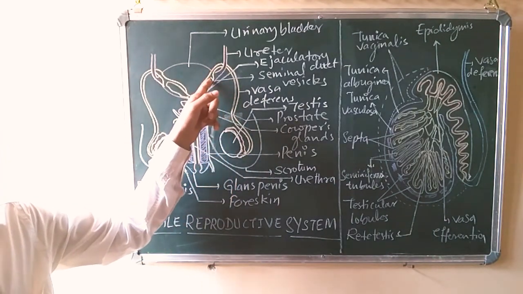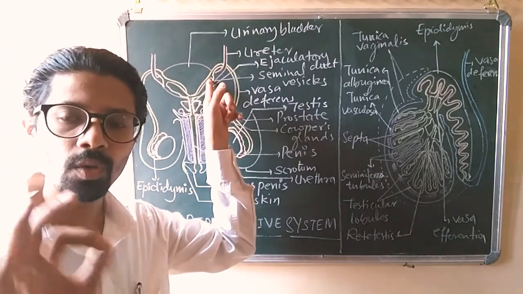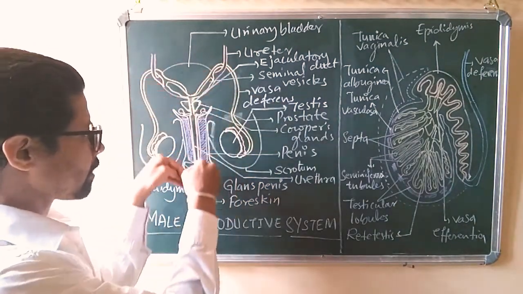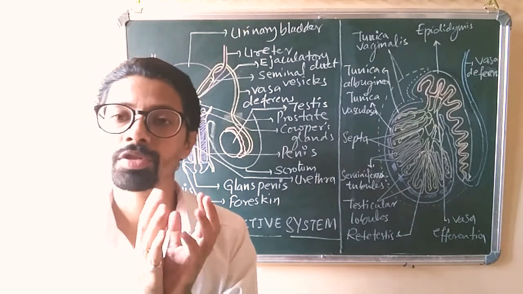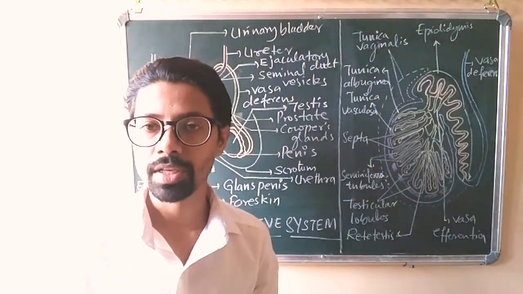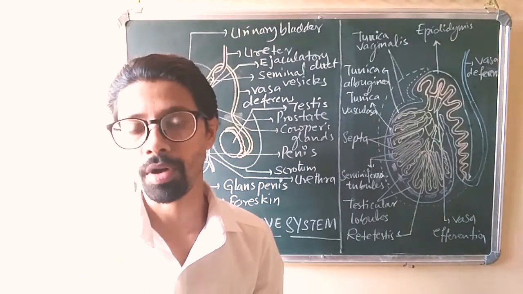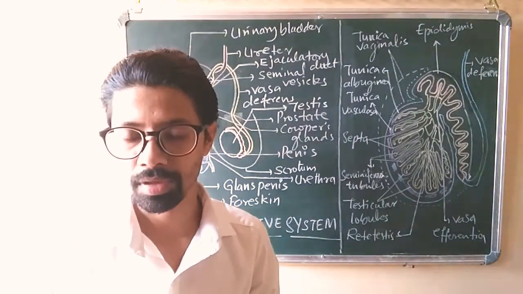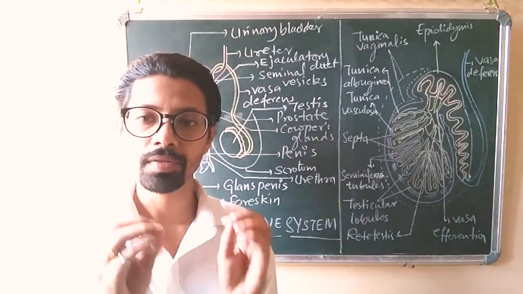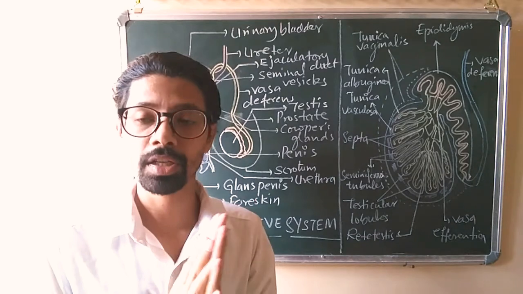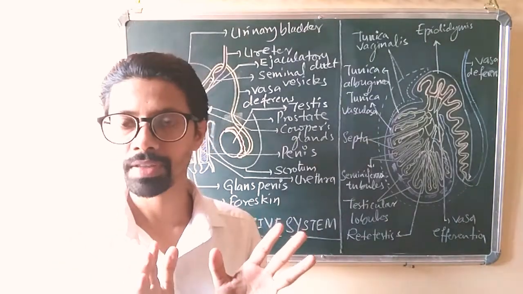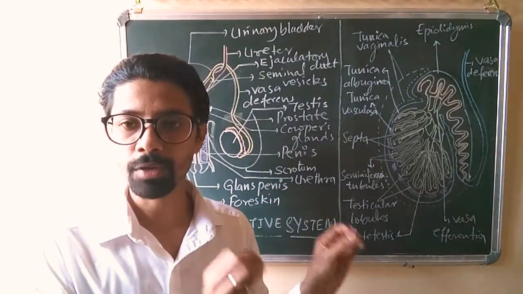It is connected to the seminal vesicles. From there, the mixture of sperms and seminal vesicle secretions is removed as semen, which is called ejaculation. The process of release of semen is called ejaculation. Release of semen into the vaginal canal, inside the female body, is called insemination. Clear? So this is the structure of the lateral section of the testis.